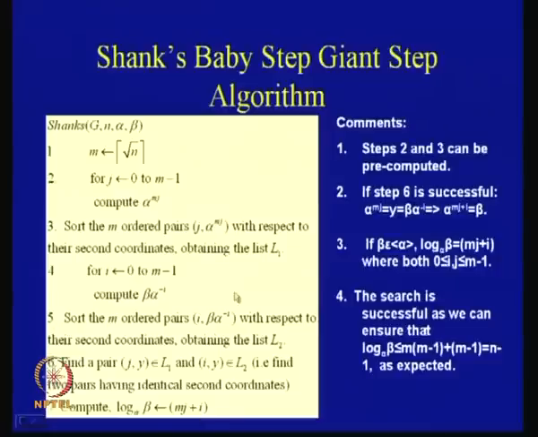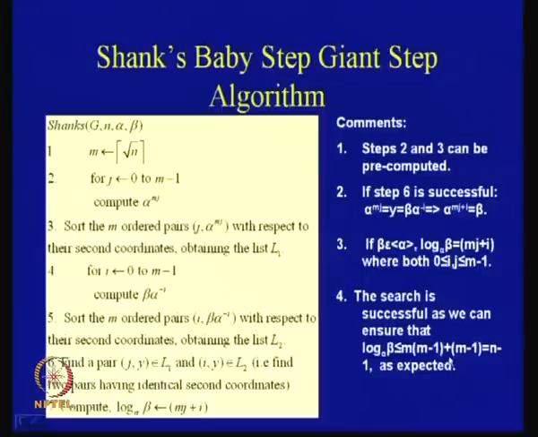The next question is whether this algorithm will terminate. You note that this search is always successful, because when you are computing mj plus i, the maximum value of j is m minus 1, and the maximum value of i is also m minus 1.